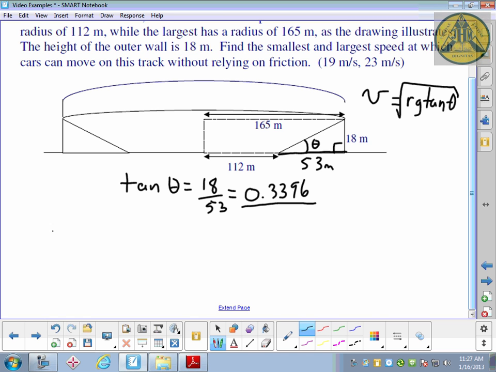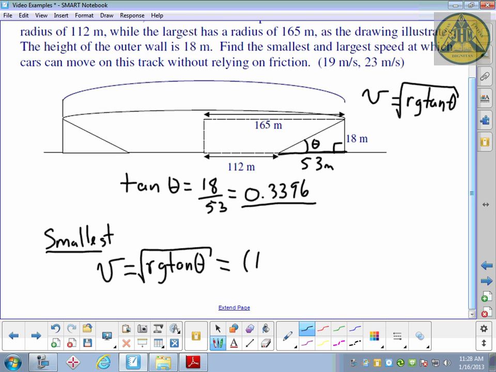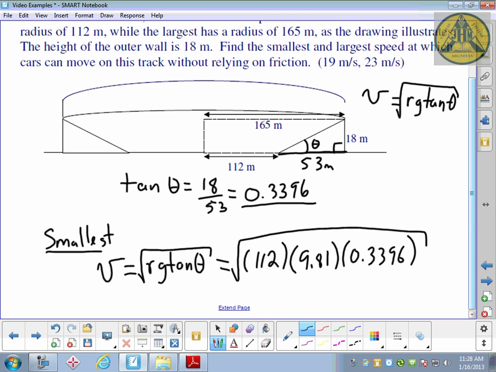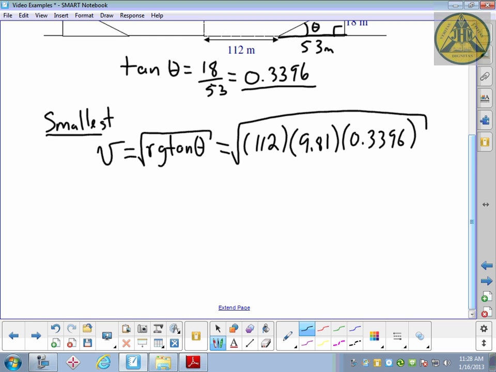So the smallest speed would come from the smallest radius. So that's v equals rg tan theta. Write it out again, square rooted. So that's r 112, g 9.81, tan theta 0.3396. Don't forget, all square rooted. Okay, so let's work the inside there first. 112 times 9.81 times 0.3396, which gives 373.